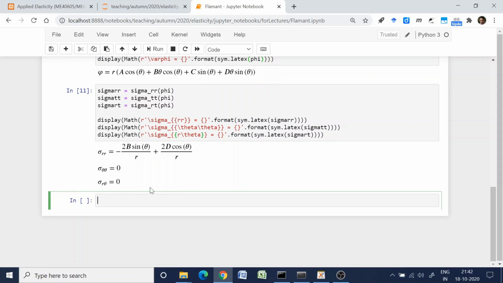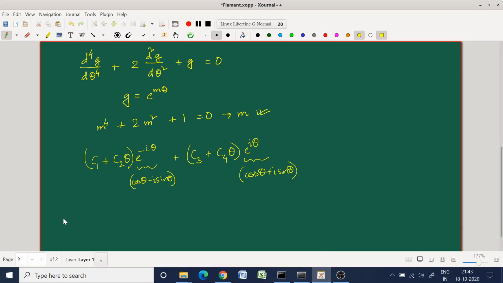Alright, so you see the sigma theta theta is identically 0, the sigma r theta is also equal to 0, but the sigma rr is something. Okay, and we have to do a little bit of detective work associated with this also. So let's get back to our writing app and write this form. Minus 2b sine theta by r plus 2d cos theta by r. Very nice.